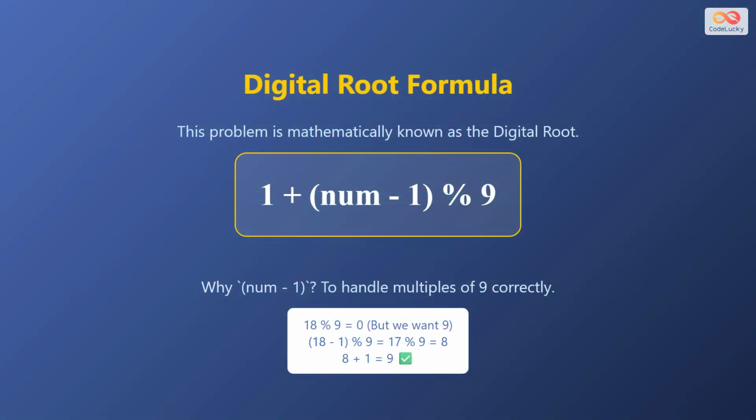This pattern brings us to the concept of the digital root. We can calculate the answer directly using a mathematical formula. The formula is 1 + (number - 1) % 9. We subtract 1 before the modulo to handle multiples of 9 correctly.